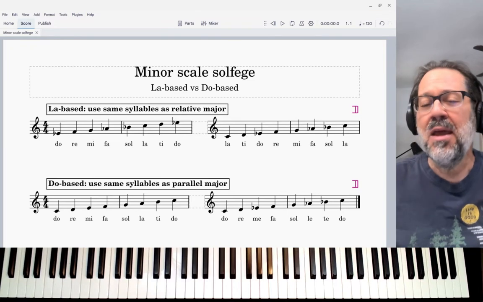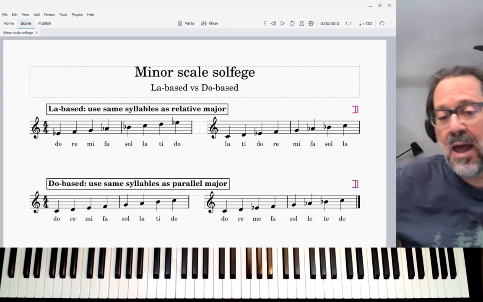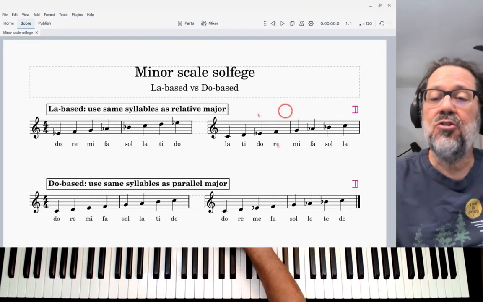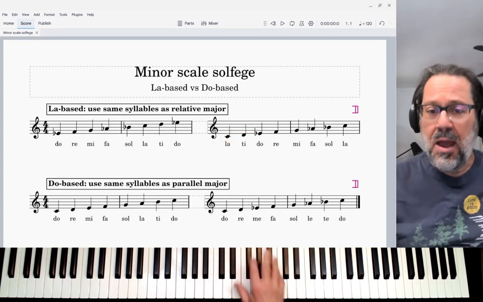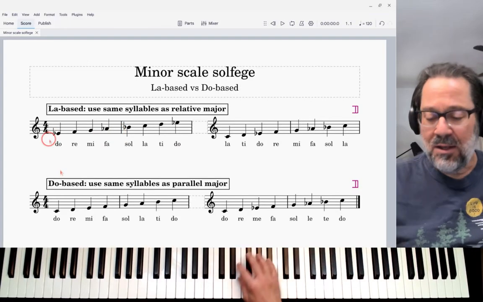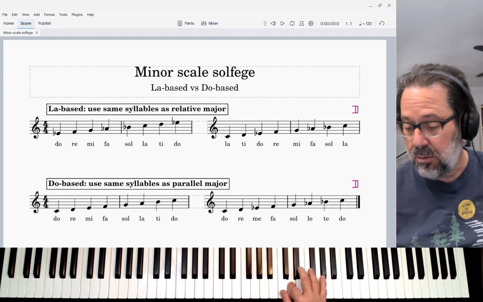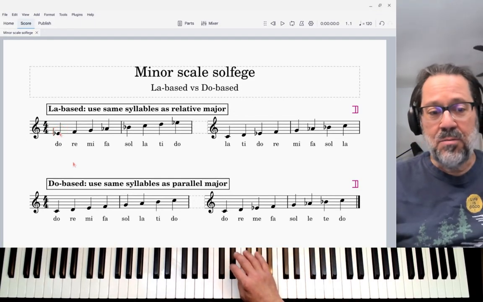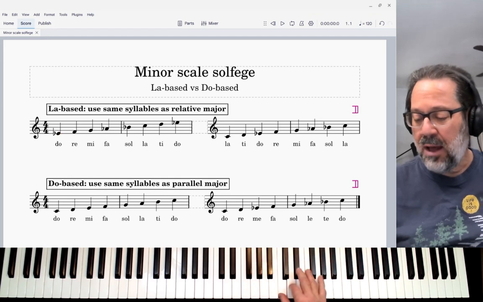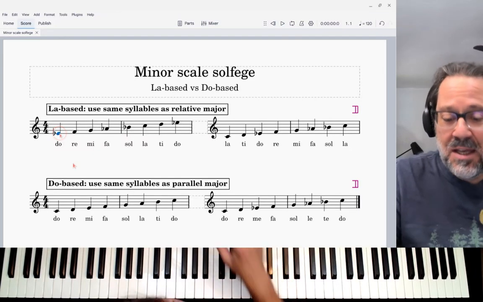La-based minor is based on the relationship between a minor scale and its relative major. So we're going to be looking at a C minor scale and recognizing that, well, it's the same notes as E flat major. That's the relative major. And the relative major would be do, re, mi, fa, sol, la, ti, do. And so do is E flat.